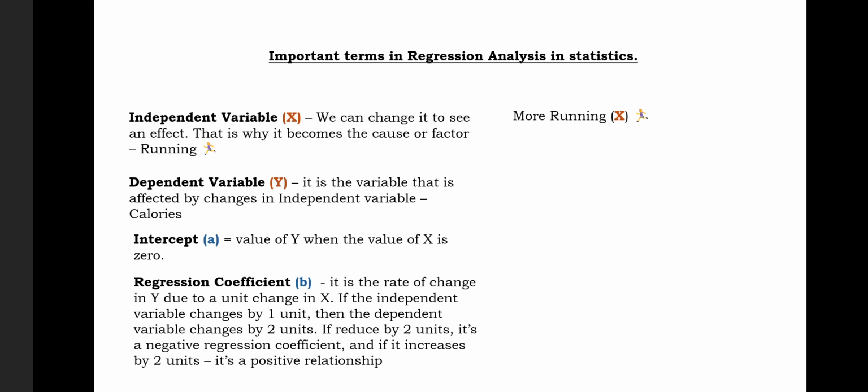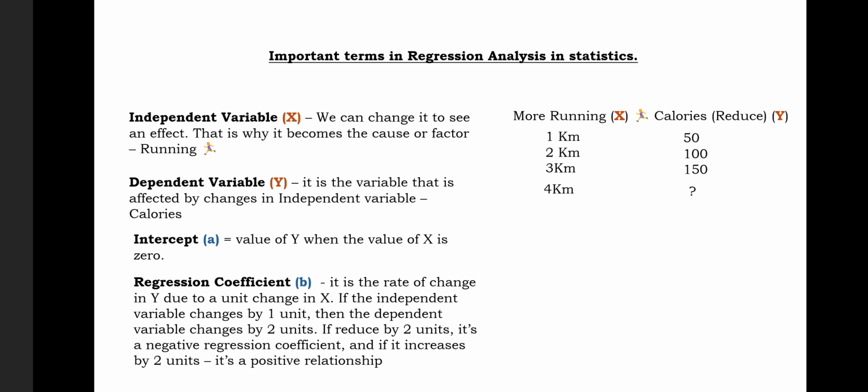Let's see our data. When we were running more, we were reducing more calories. So running will be x here and the calorie reduction will be y here. Now let's see: when we were running 1 kilometer, calories were reduced by 50, for 2 kilometers 100, then for 3 kilometers it was 150. And when we started running 4 kilometers, we don't know how many calories were reduced.